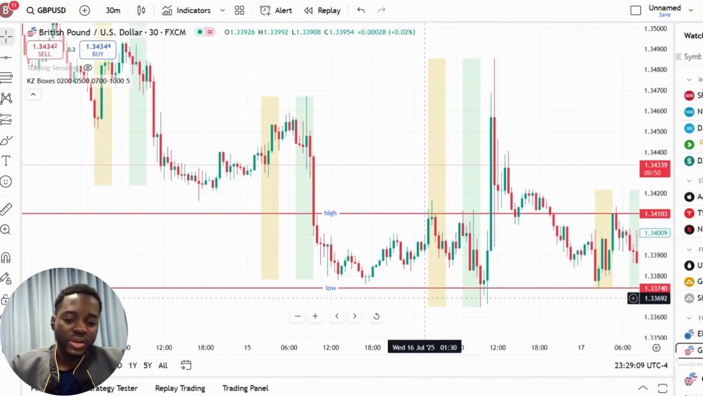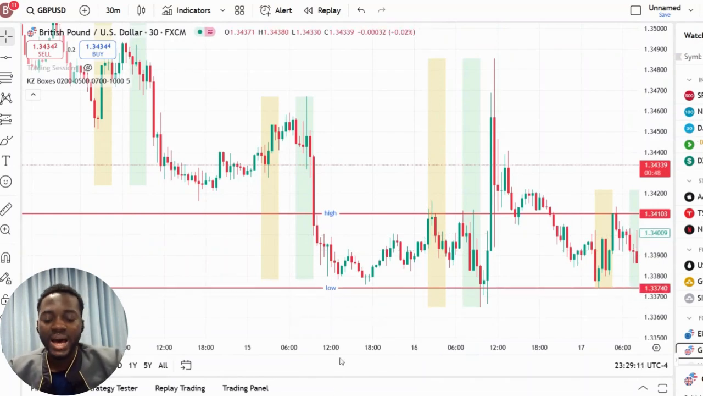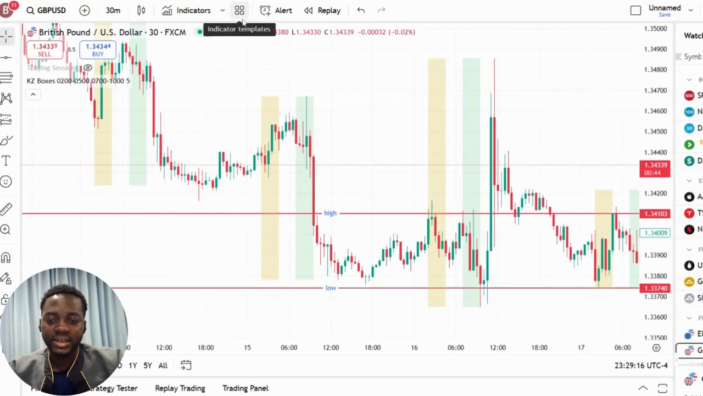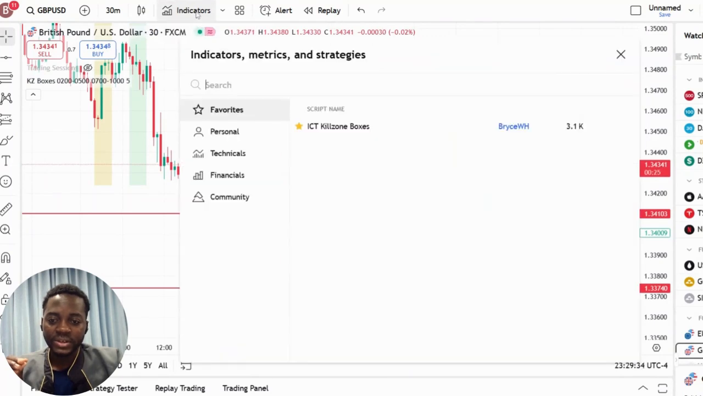Next video, I'm going to tell you about how to look at the market. Remember I told you to zoom out and then zoom in. But today I just wanted to give you this ICT kill zone by Bryce WH, which you can use to understand the market. In summary, just go to your indicators and search ICT kill zone boxes.